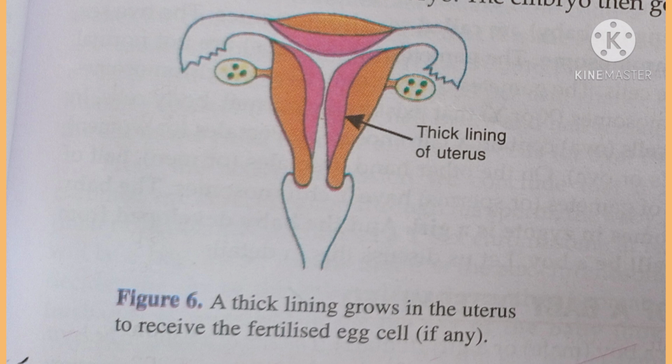That means before the release of the egg, the inner lining of uterus grows and becomes thick and spongy and prepares itself to receive the fertilized egg. Look at figure 6.